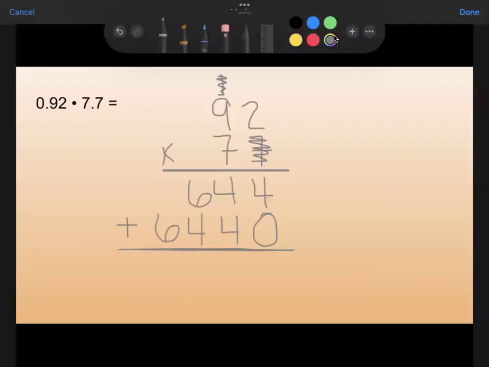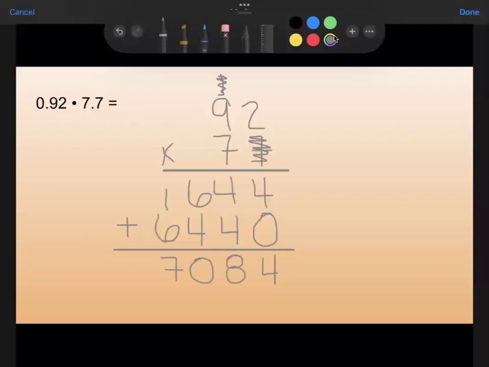But if you want to go ahead and multiply it out just to make sure, you can totally do that. Okay, so 4 plus 0 is 4. 4 plus 4 is 8. 6 plus 4 is 10, so we'd have a 0 here and regroup that 1. And 1 plus 6 is 7. So after I'm done multiplying, I end up with 7,084.